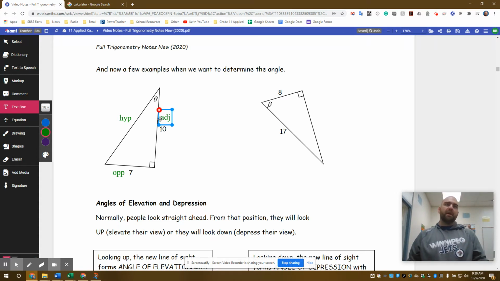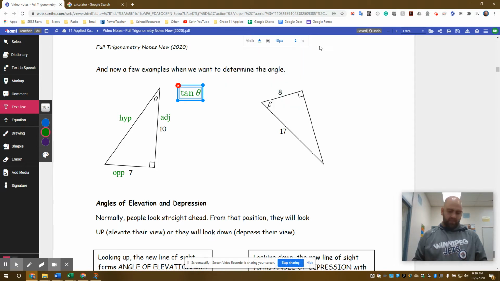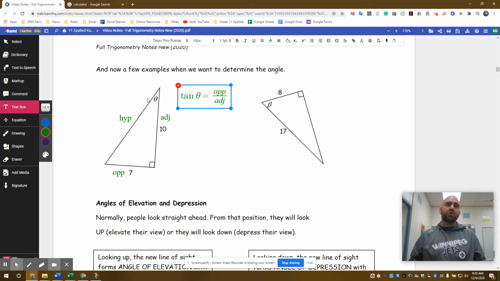Now you will notice that we are given the opposite and adjacent sides. The trig ratio that has those two sides is our tan function. So our tan function has the opposite and adjacent there, and so tan theta is equal to opposite over adjacent. We should always get the two sides that we are given in our function.